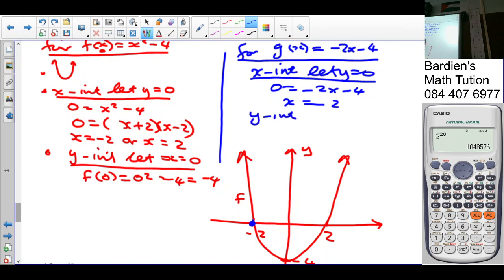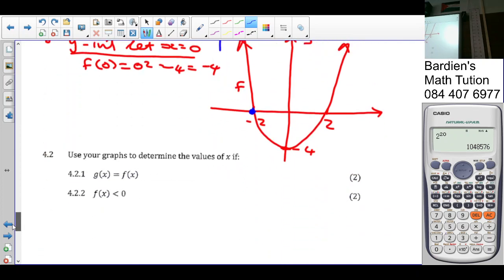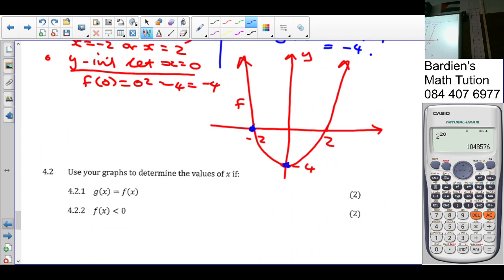Y-intercept, what do you do for y-intercept? Let x equal to 0. So g of 0 equals negative 2 times 0 minus 4, which is negative 4. You all okay with that? Okay, and then the graph will come through like that. That's your g of x graph. You all okay with that? Yes. Any confusion? No. Alright.